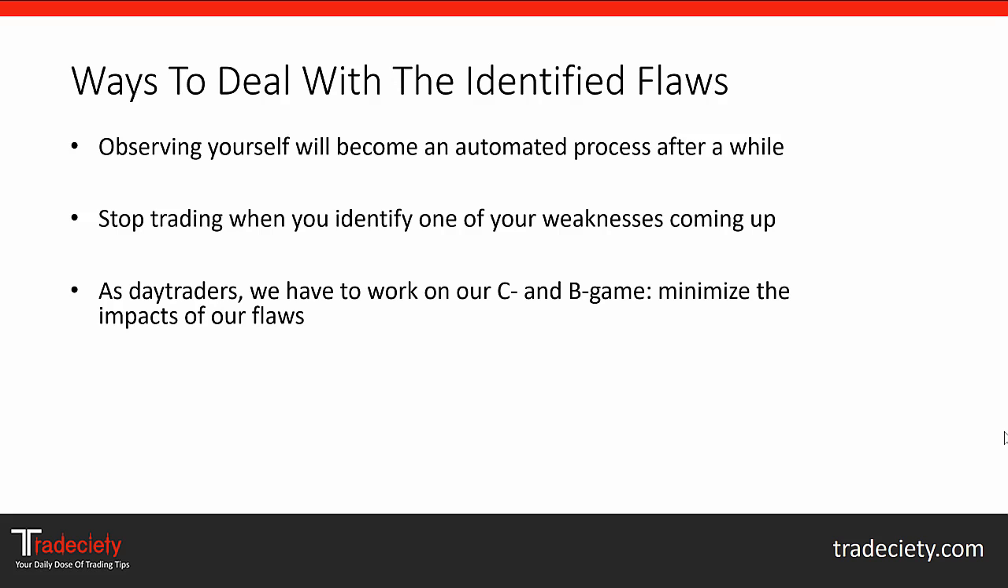I had to work on my C and B game. I had to minimize the impacts of these flaws. And I did this again by the self-observation exercise. Whenever I identified making a mistake, and I have to say, like, making the mistakes that brought me these bad feelings, I made less and less of these mistakes as I became better and better with my strategy. So the flaws became less and less. With less and less flaws, my emotional problems became less and less as well.